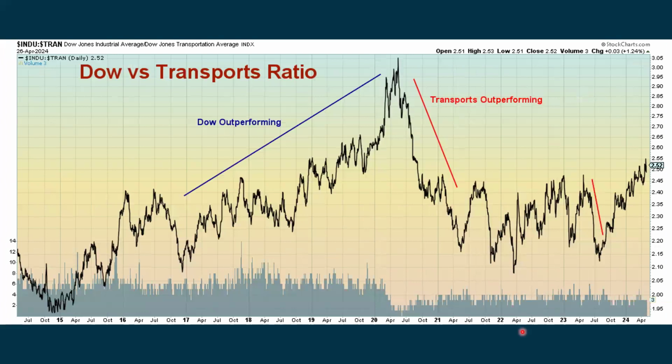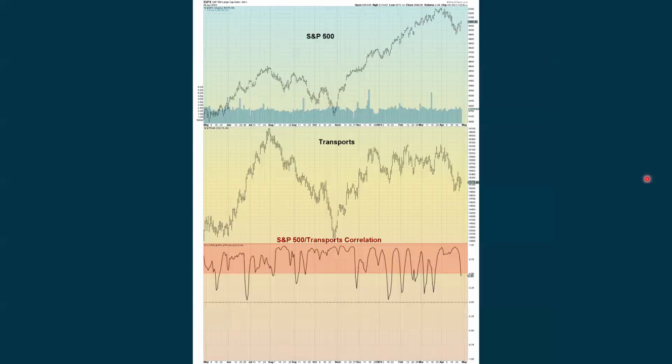We do another ratio between the Dow and the transports. When this is going up, that means the Dow is outperforming the transports. And then we do a relationship between the S&P on top and the transports in the middle, and their relationship is almost neutral right now. When we get a really high reading here, that means they're going in the same direction at the same time, and they're not doing that right now.